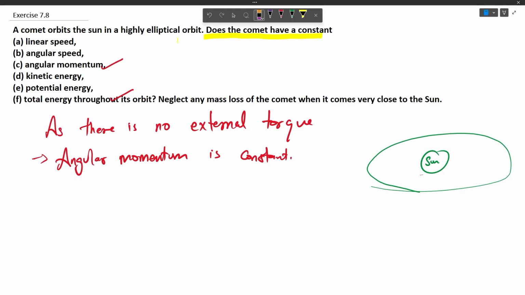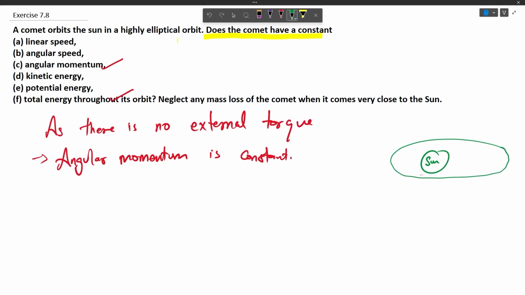Let us assume that this is the highly elliptical orbit. It is looking like an ellipse. This is the comet. Now we have to just choose which of these quantities would be constant throughout the motion. Now the first option is linear speed.